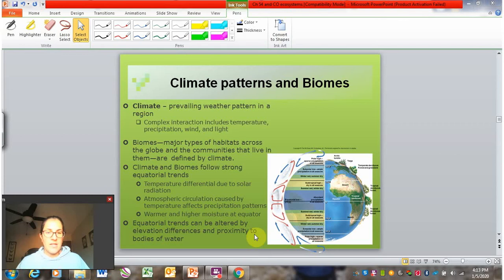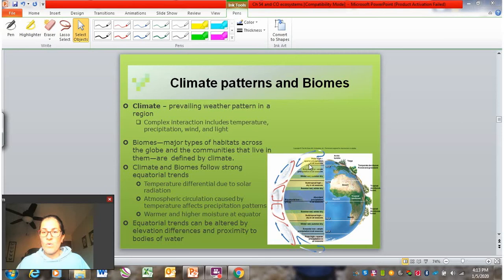This difference in temperature caused by that difference in solar radiation then also affects atmospheric circulation of air, and that impacts precipitation patterns. And so all of those interactions lead to the trend that it is much warmer and more moist at the equator. So your equatorial regions have the highest amount of precipitation and the warmer temperatures.